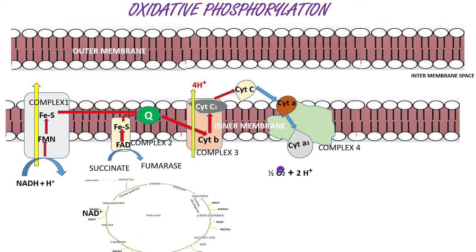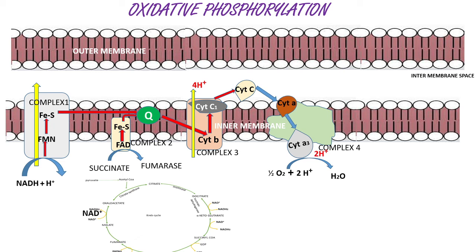These days in our country we have seen that there is a shortage of oxygen, and where oxygen is used, it is used in this last step. In this last step the oxygen gets reduced and it combines with the hydrogen protons in the matrix and forms a water molecule.